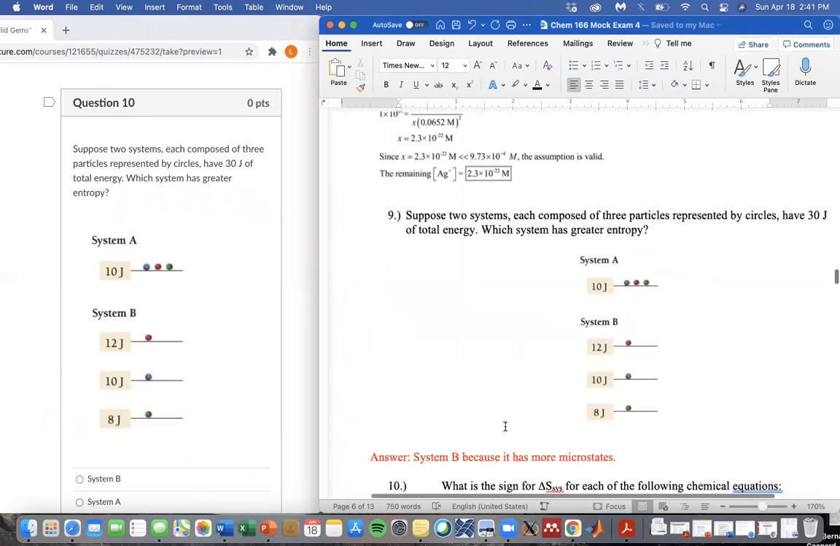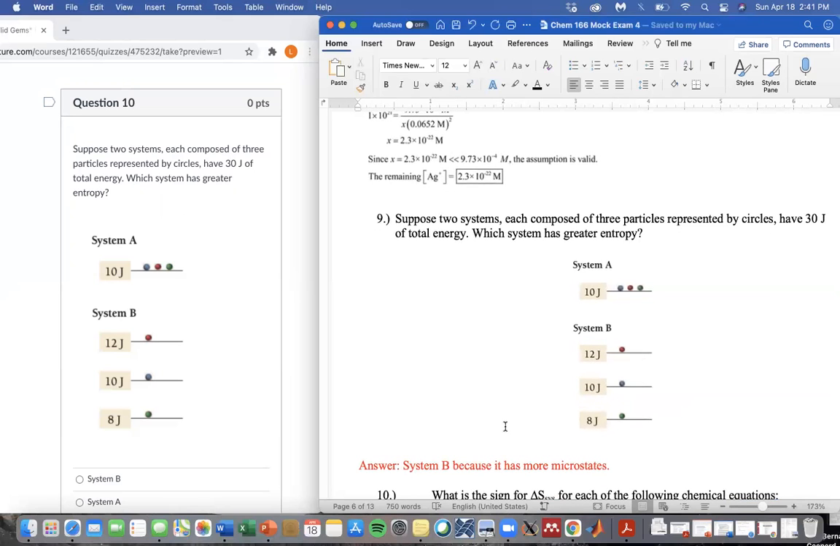For this one, you have two systems, and each of them is composed of 3 particles. System A only has 1 energy level that they're sitting at, but system B has 3 different energy levels. In system A, you can only have them on this one line, so it gives you only those positions for those particles, because they can only be at 1 energy level. But in system B, you have the same total energy here. You still have 30 joules of energy, but you can switch around the microstates of where these particles are going to go.